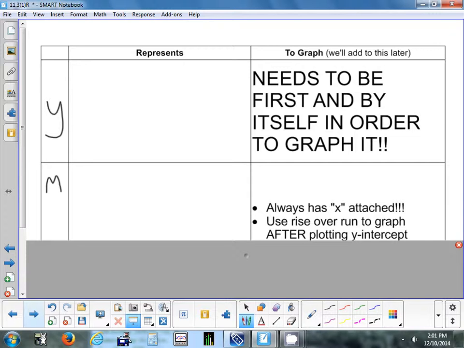So listen, we're going to use the rise over the run to graph it, but you've got to do the y-intercept first. I want to get to that in a second. The slope, the m, tells you where to go. Think about yesterday, let's go back to yesterday. I'll write it up here. We said the slope can be represented how? What do we call slope? Three words: rise over run.